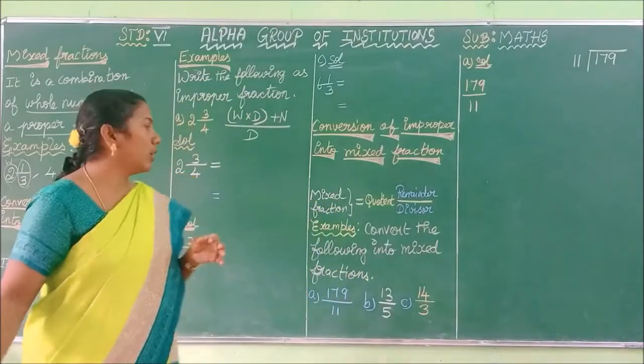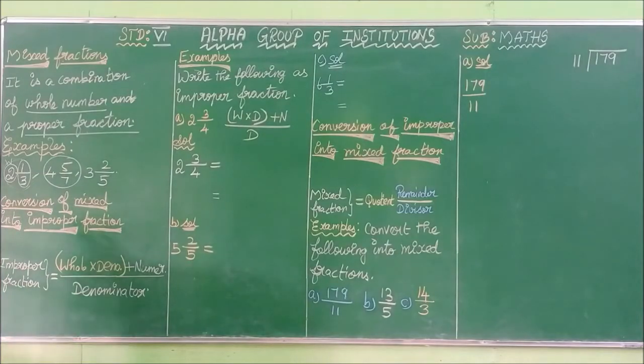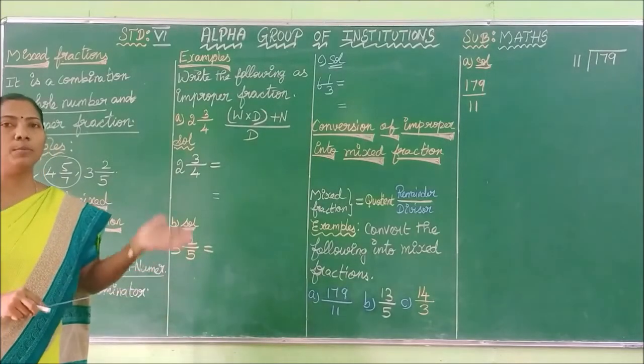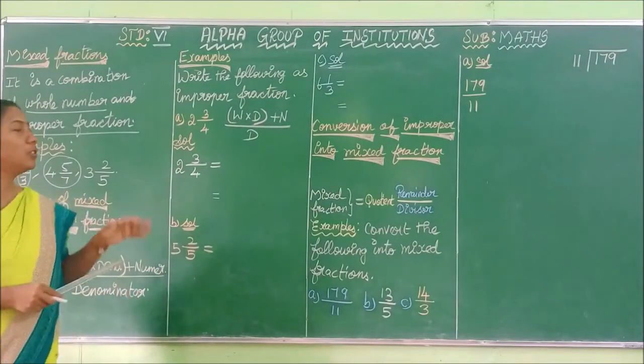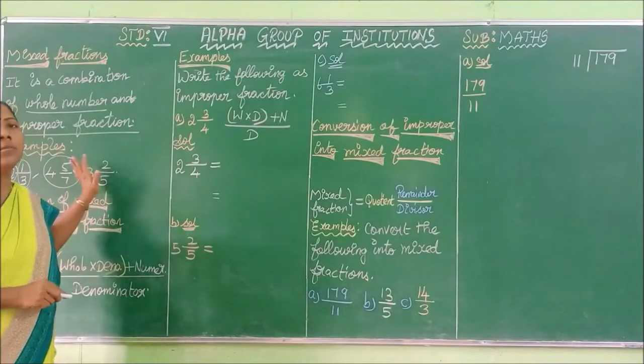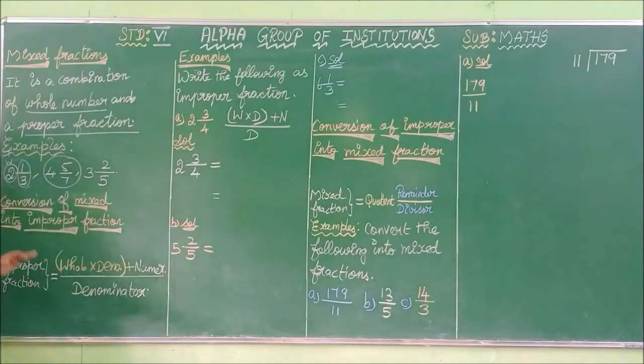Remember this concept. Okay. Next we are going to see how to convert the mixed into improper fraction. That is conversion of mixed fraction into improper fraction. Why are we converting this mixed fraction to improper fraction? For doing the calculation, it should be very easy. So we have to convert this mixed fraction into improper fraction. So listen carefully. How can we convert?